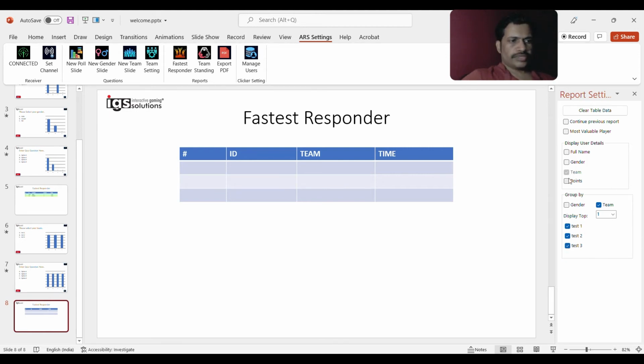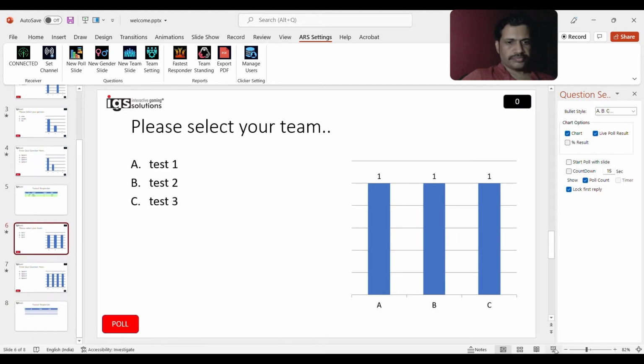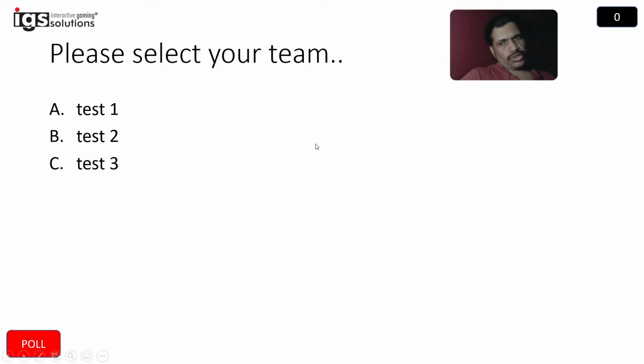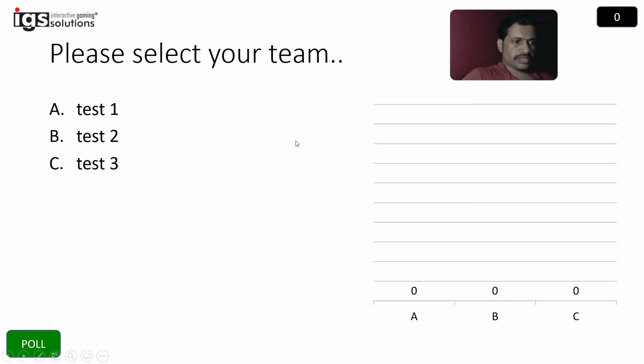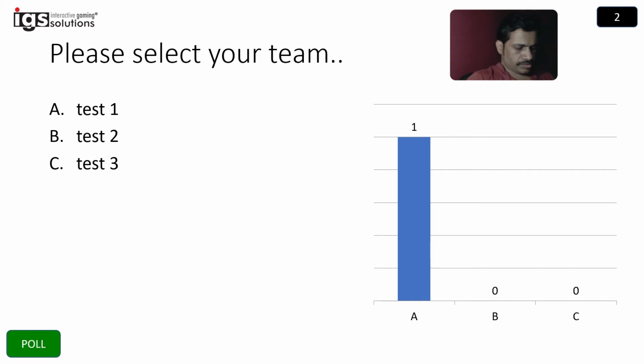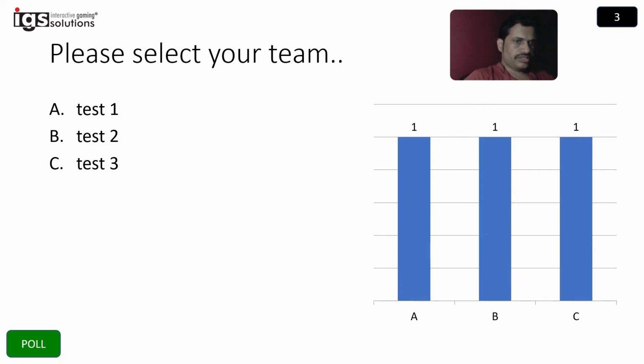So I'll just select this. We'll run a presentation again and see how it works. So right now, if you see, it's asking to select your team. I have 3 clickers, so I'll select 3 teams. The poll will start, and I'll just respond. I've selected 1, 2, 3, 3 teams.